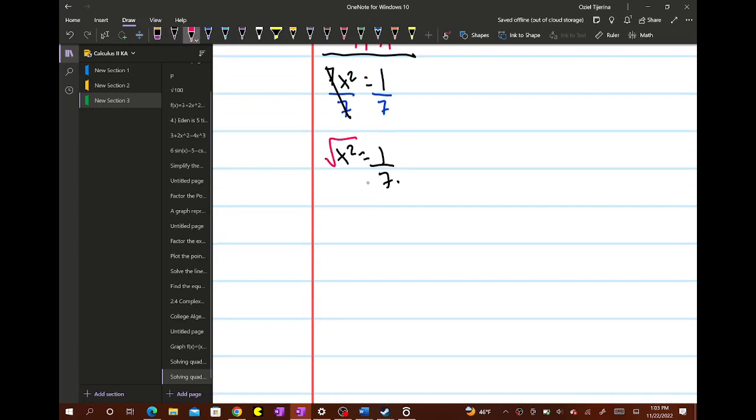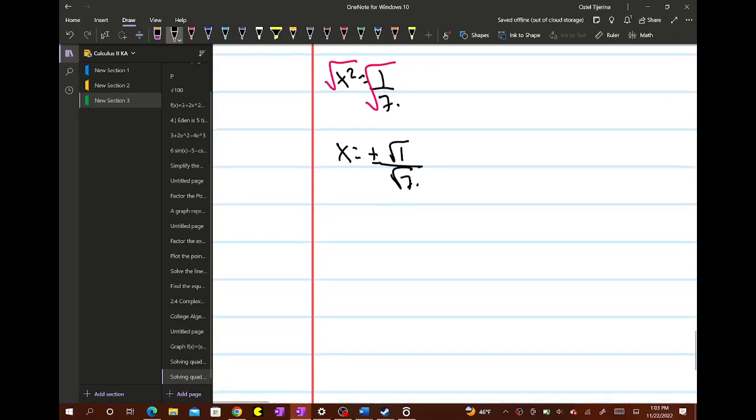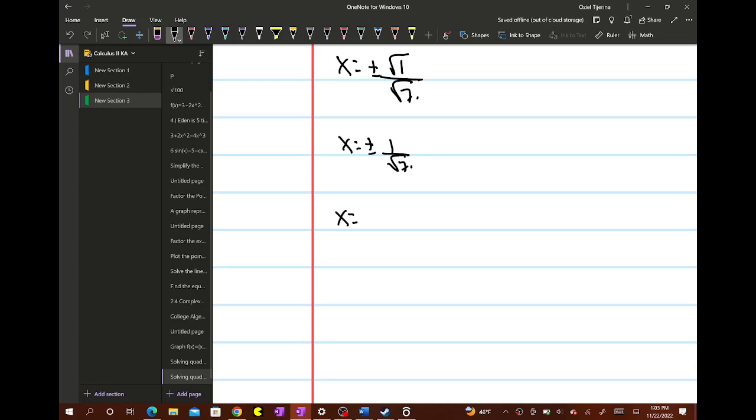And then you're going to take the square root, and you get x equals plus or minus the square root of 1 over the square root of 7. This is equal to plus or minus 1 over square root of 7. However, that extra step that I was talking about, you have to go ahead and do, so x equals plus or minus 1 over the square root of 7. So then you're going to rationalize the denominator.